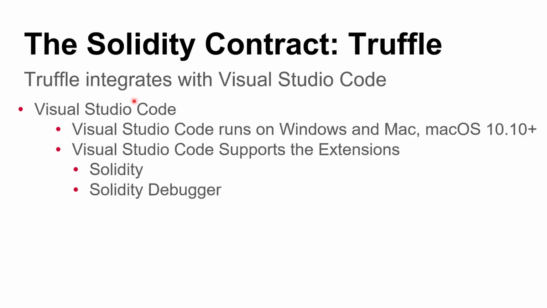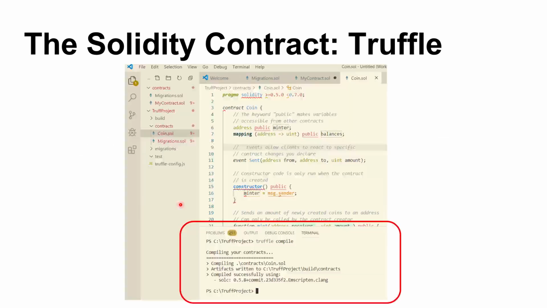Truffle is available and does integrate with Visual Studio Code. And Visual Studio Code here, you can see, runs on Mac OS, Windows, and other types of desktop environments. We can see here, this is Visual Studio Code, and you can see that we have a Solidity contract in here. And we're actually running within a Truffle project. So you can see here the command truffle compile.